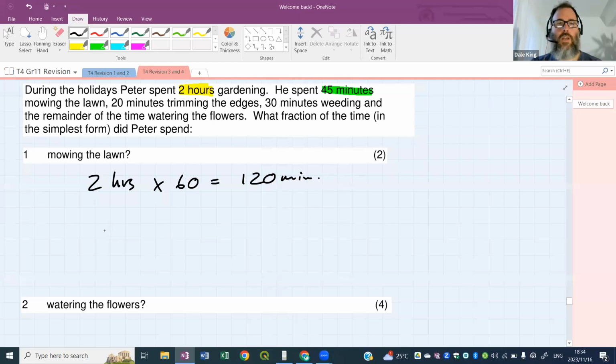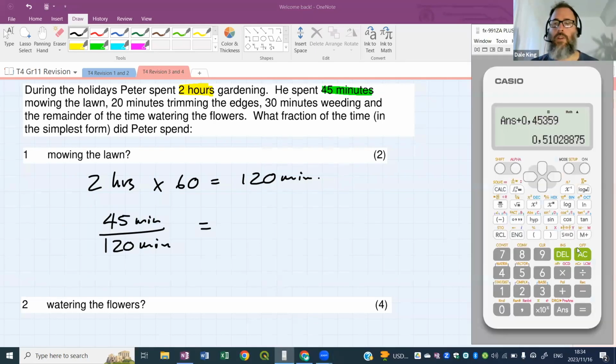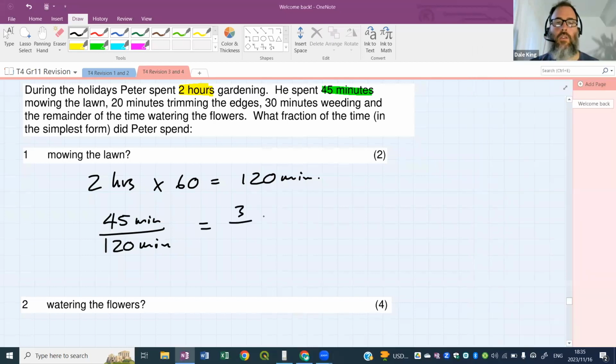So what fraction out of the gardening did he spend mowing? It was 45 minutes out of 120 minutes, and the fraction needs to be in its simplest form. So we put that fraction in our calculator, and the calculator will do all the work for us. Press equals, there we go. Well done, Keon. 3/8 in its simplest form.